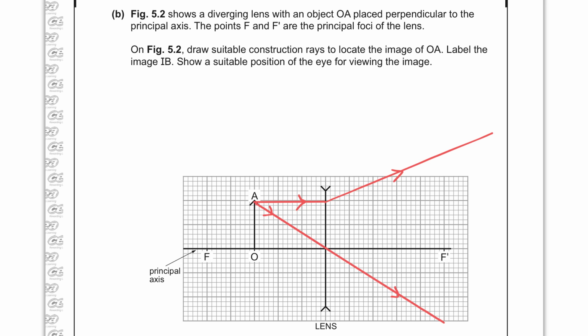So where these rays that are emerging here appear to meet is going to be a point back here, a common point that both of those emerging rays appear to come from. And so if we dot this one back, we should find the place where the image is located. And that is this location here. So that's where we draw our image, and we're meant to label that IB. And we're meant to put an eye on here to look at that, and so the eye would need to be in this sort of region to look at it. And that's us, I think.